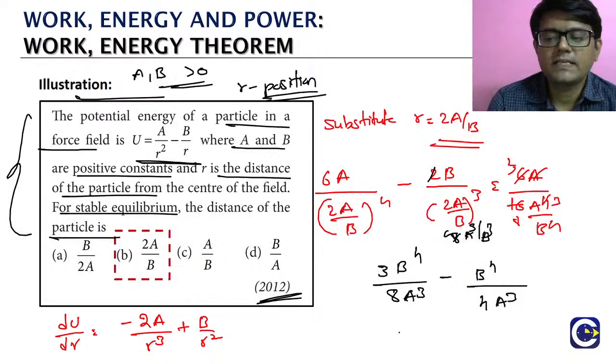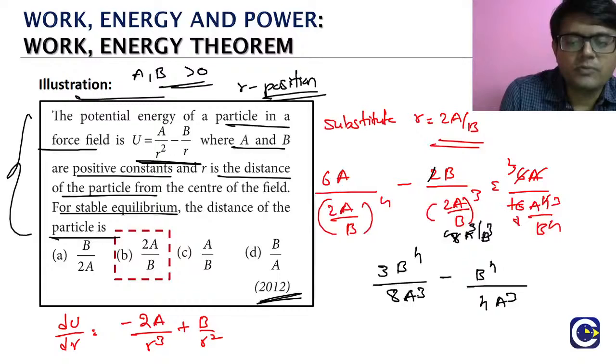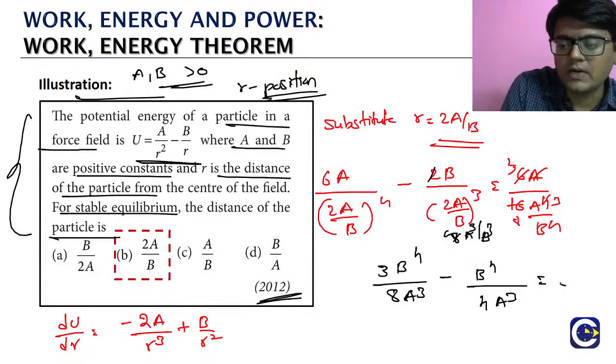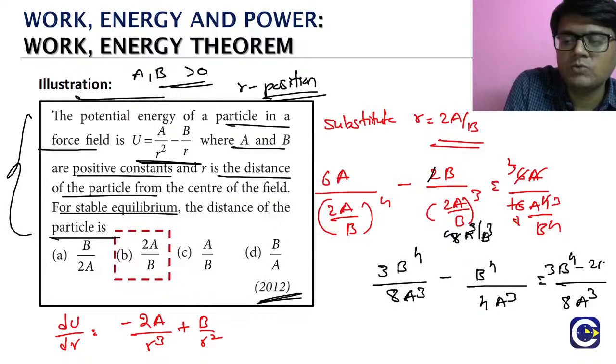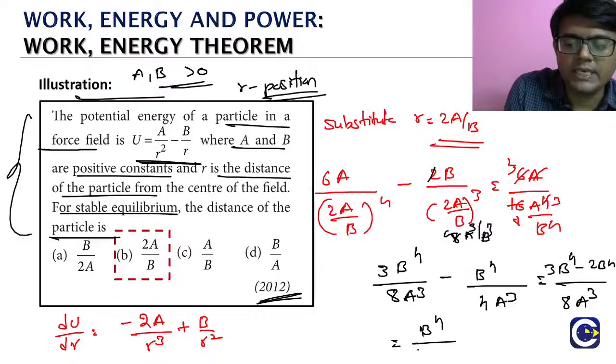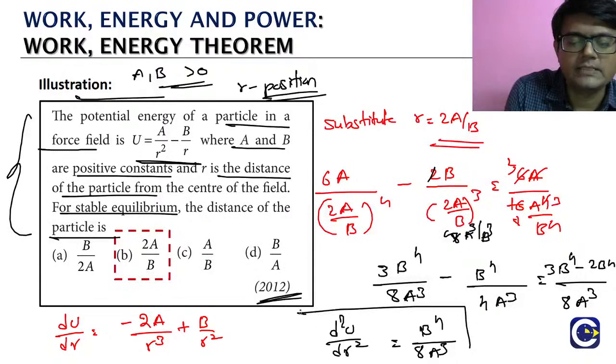Okay va? So what is it? 3b power 4 by 8a cube. அதுதான் first term. Second term என்ன? b power 4 by 4a cube. So இப்போ நம்ம இது conclude பண்ணலாம். What is it? If you take an LCM means it will be what? 8a cube, right? LCM is 8a cube. Okay. So இதுல என்ன? 3b power 4 minus 2b power 4 வரும். That is totally b power 4 by 8a cube. அதுதான் நம்மளோட second derivative value at that r is equal to 2a by b.